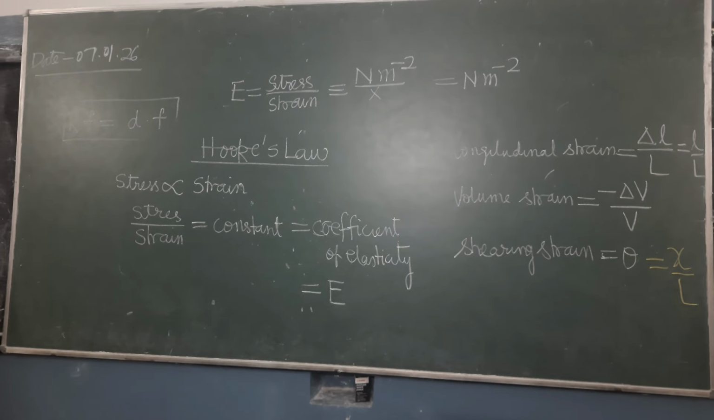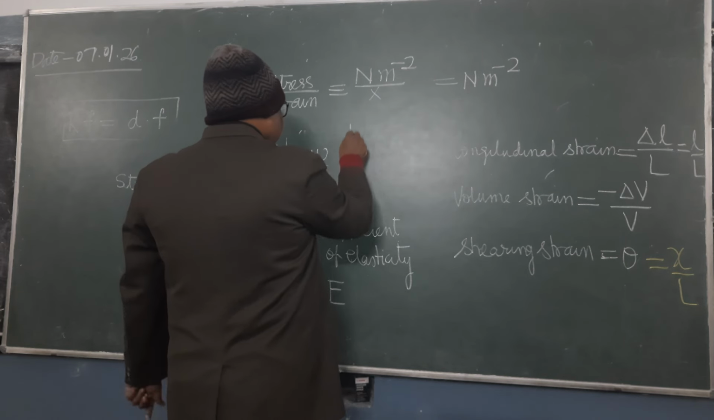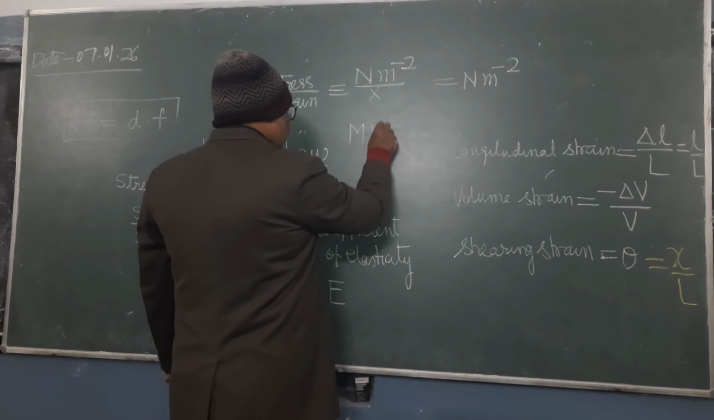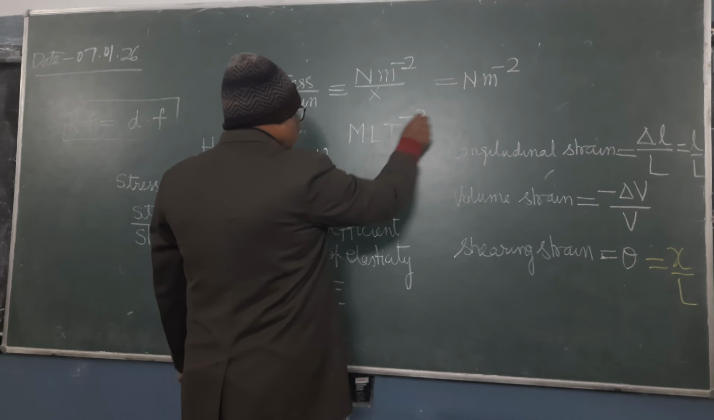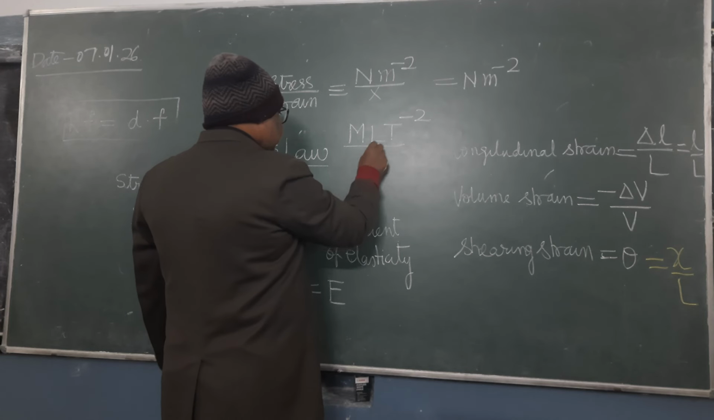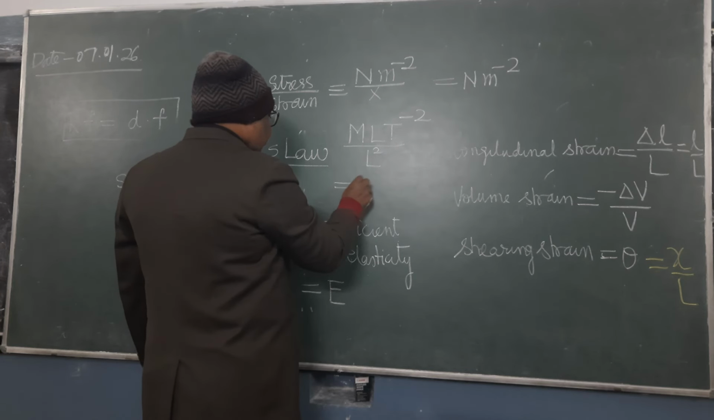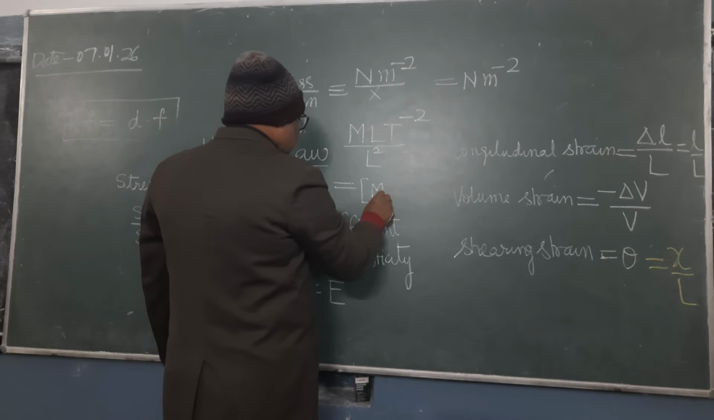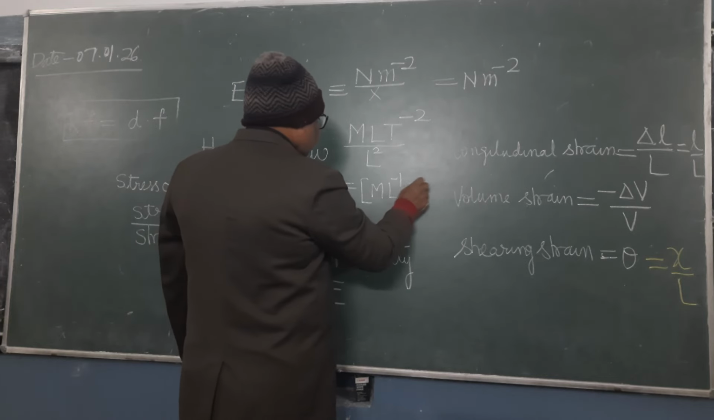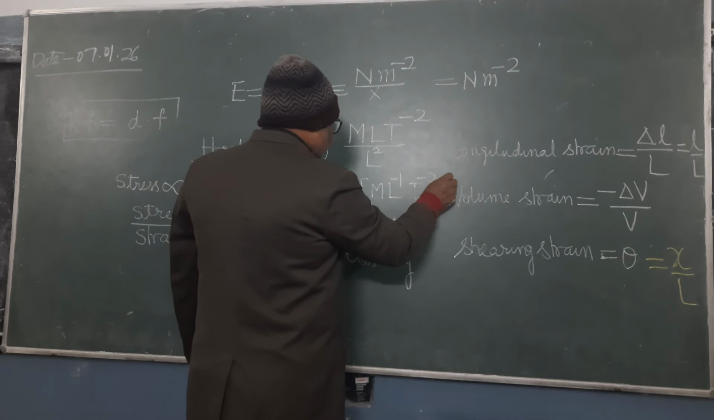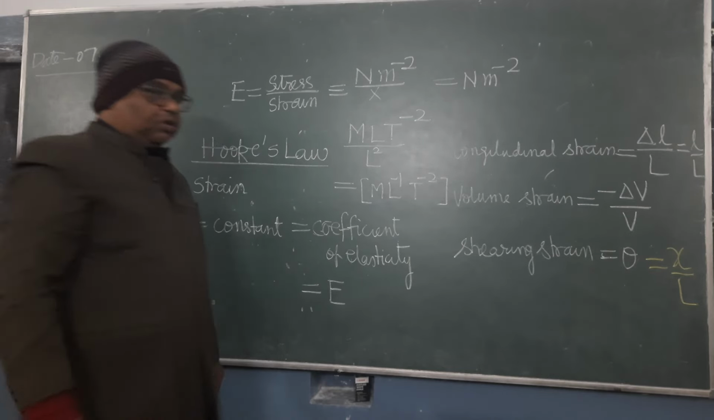What will be the dimensional formula? Newton means MLT minus 2. Meter square means here L square. So when you simplify, it will be ML minus 1 T minus 2. So all of you note down.